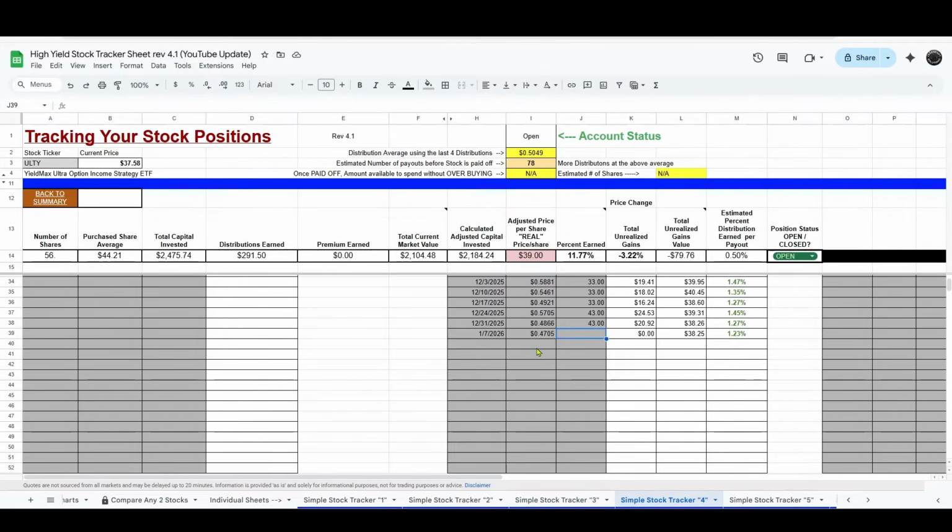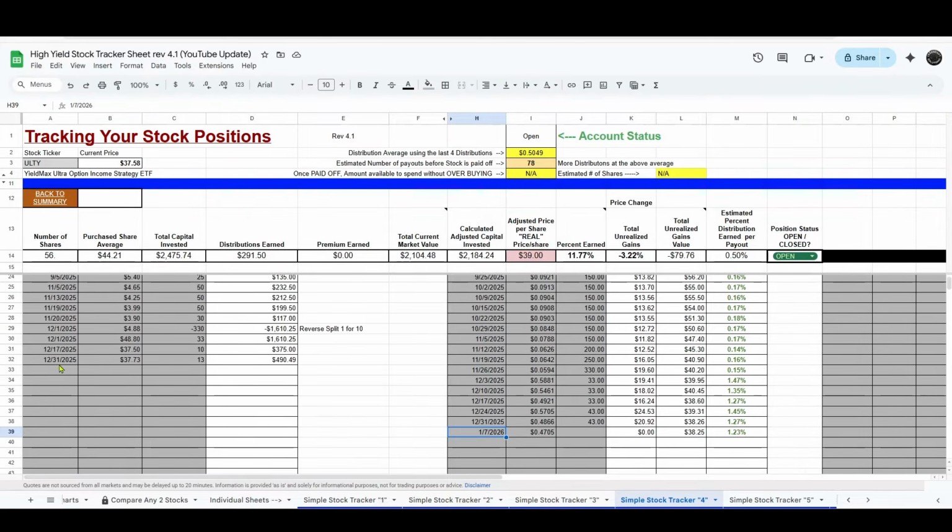And for ULTY, we earned 47 cents on ULTY. And to figure out how many shares you have, since this date is your X date, you must own the shares before this date in order to be able to count those shares towards this distribution. So all purchases before January the 7th, I can count for this distribution. And you can see everything entered is before January 7th.